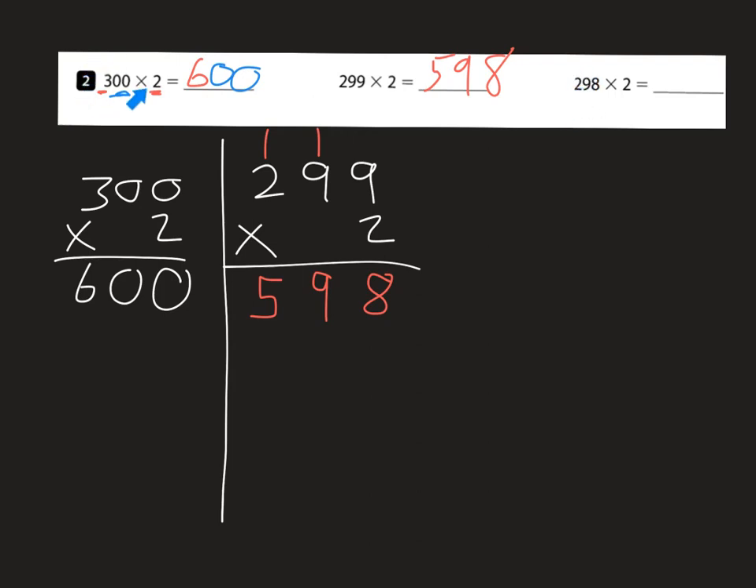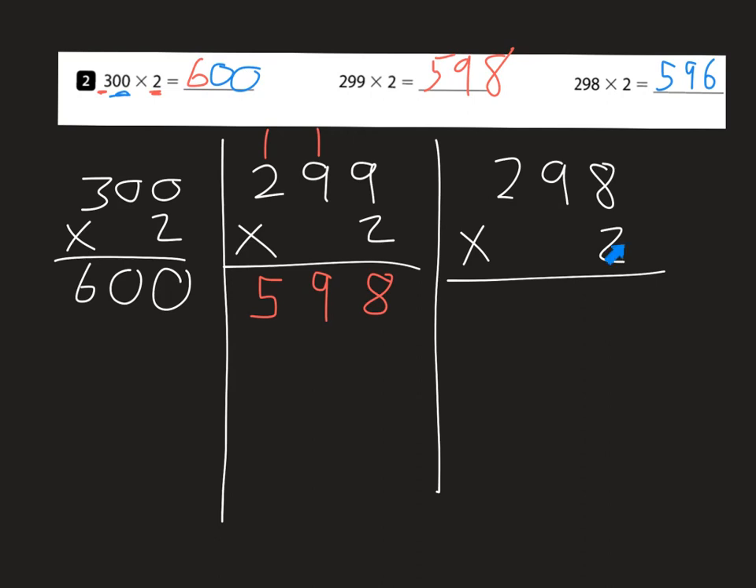298 is 2 less than 300. So 2 times 2 is 4. So we're going to take 4 away from 600, which will give me a product of 596. All right, let's check it out right here. 298 times 2.